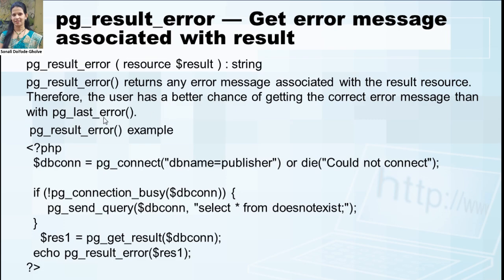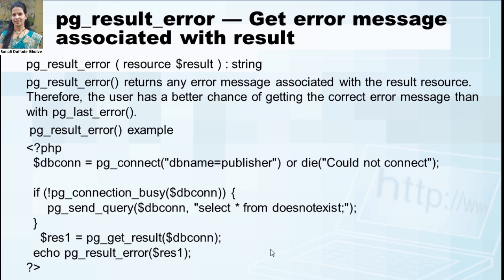We are using this function. Previously we used the other one, now we are on the pg_result_error function. Here is one example for it. The DB connects with pg_connect, using one database name, or otherwise. If not connected, then you cannot access the database. So use pg_send_query with the database connection, select star from this. Here you are using the query pg_send_query. After that, result1 equals pg_get_result. Here you are accessing the result of this DB connection. And echo pg_result_error. This will display the error message associated with the result set.